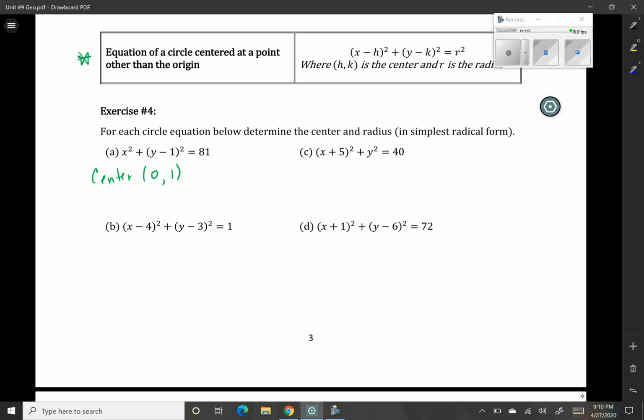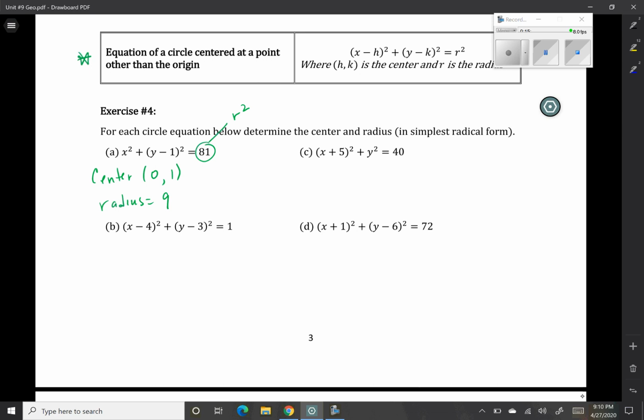Notice these are opposites. The radius of this circle is going to be whatever this number is, but the square root of it, because that is radius squared. The square root of 81 is 9, so we would say that that is just going to have a radius of 9.